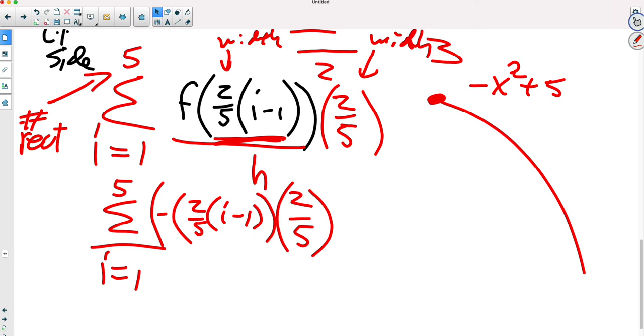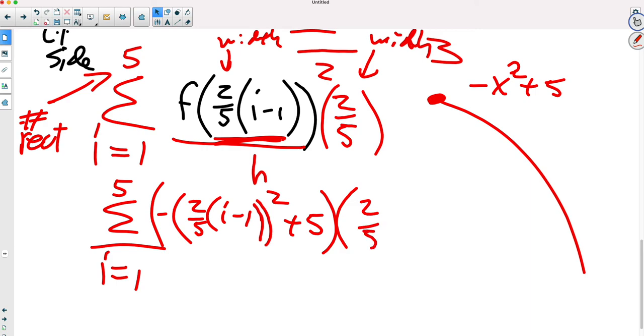Okay, does everyone see what I did? Oh, hold on, I'm missing something. What am I missing? Plus. Oh, I'm missing two things. I'm missing the squared and the plus 5. So this whole thing gets squared plus 5 times 2/5.